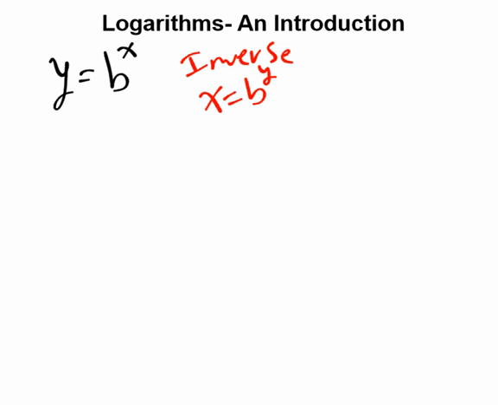So instead of using this notation, x equals b to the y, we're going to use what's called a logarithm. So that means we're going to write it as y equals log base b of x. So this is what the inverse of an exponential looks like. As I said, this is the base, just as this was the base here.